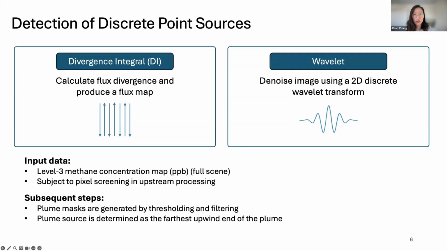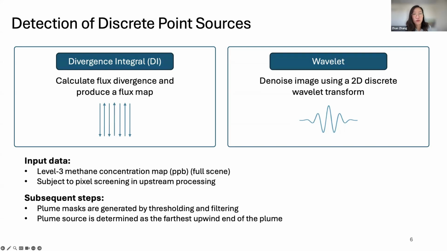On the contrary, the wavelet method shown on the right is purely image processing driven. So what it does is that it applies discrete wavelet transform to the concentration map to create a denoised version of the image. So instead of a flux map, the main output here is a cleaner, denoised concentration image, and plume masking is done through thresholding on that image.